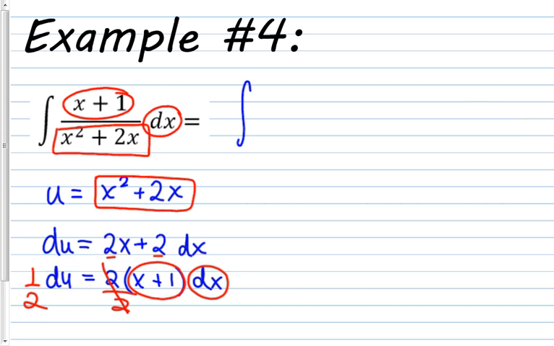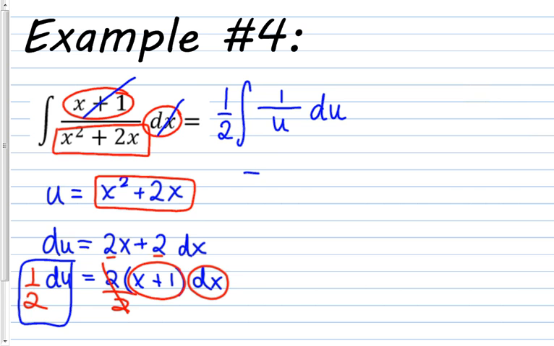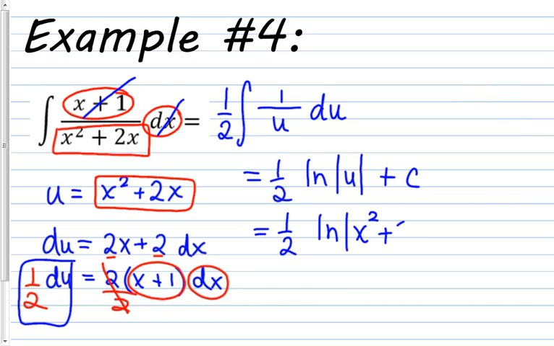So the x plus 1 and the dx go away and they get replaced by this. I put the 1/2 in the front. Here's the du. And then 1 in the numerator to hold the placeholder. And then the bottom is going to become u. So integrate. Get 1/2. 1 over u is the natural log of the absolute value of u plus c. Replace u, or return what was originally there, and that was x squared plus 2x.